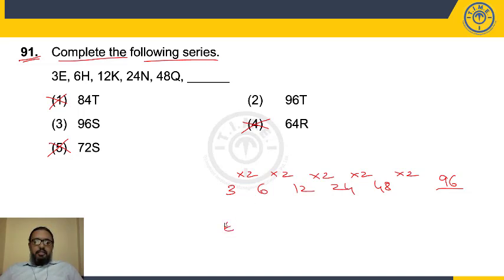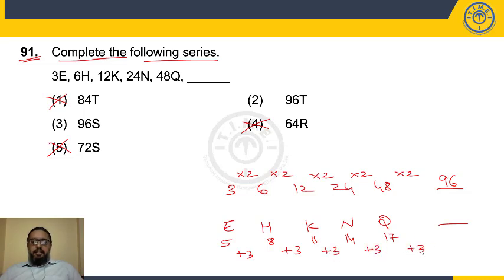Now if you look into the letters E, H, K, N, Q and blank. So E is 5, then H is 8, K is 11, N is 14, Q is 17. So look at the differences. 5 plus 3 is 8, 8 plus 3 is 11, 11 plus 3 14, 14 plus 3 17, so 17 plus 3 should be 20 and 20th letter is T. So third is ruled out, choice 2 is my answer. Okay, yeah.